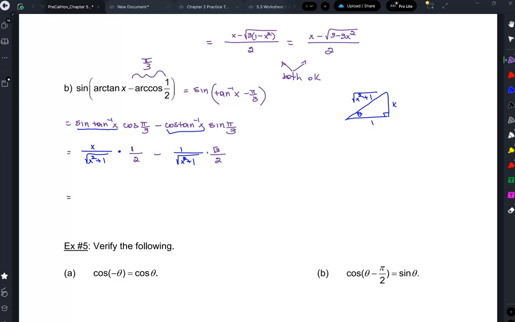Okay. Both have the same denominator of 2 square root x squared plus 1. But the numerator is how much? x minus root 3. And that's it.